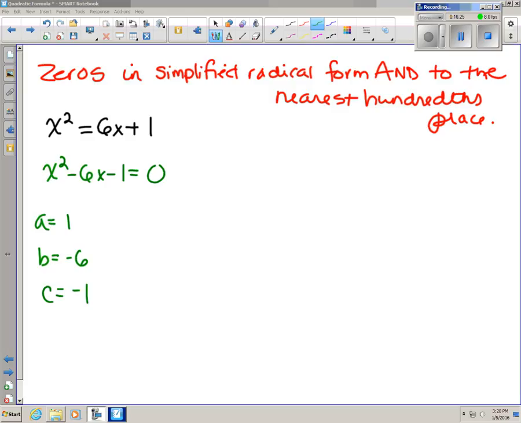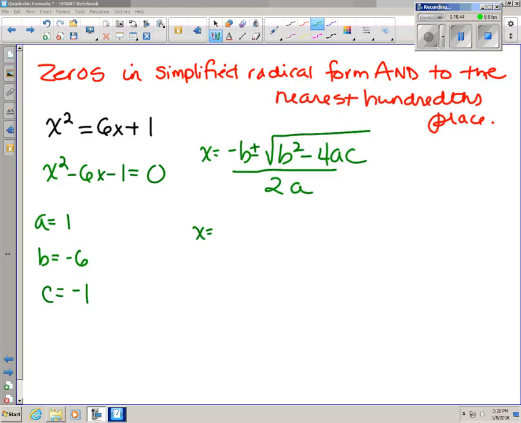And then I'm going to write the quadratic formula. And I'm going to write it correctly. Okay, so x is equal to negative b plus or minus square root b squared minus 4ac all over 2 times a. And then I'm going to put in my substitutions.